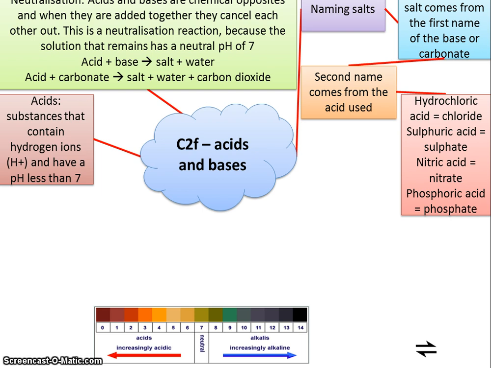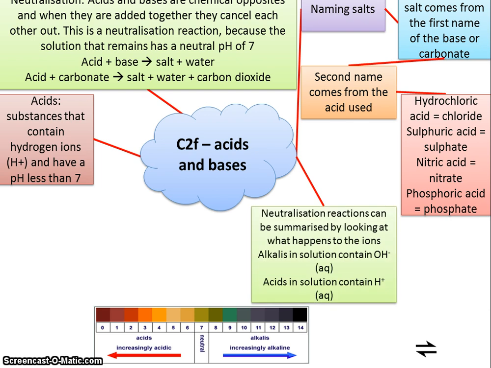So if you added hydrochloric acid, you would make a something chloride as your salt. Sulfuric acid would make a something sulfate. Now I'm saying something because it depends on what you are reacting, and I'll explain that in a minute. Nitric acid will make a something nitrate, and phosphoric acid will make a something phosphate. So what am I talking about there? Let's just say we added together copper oxide and hydrochloric acid.